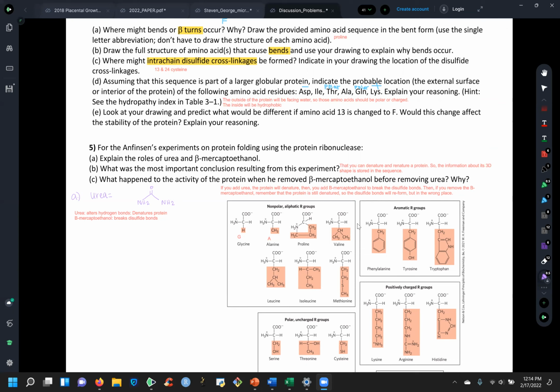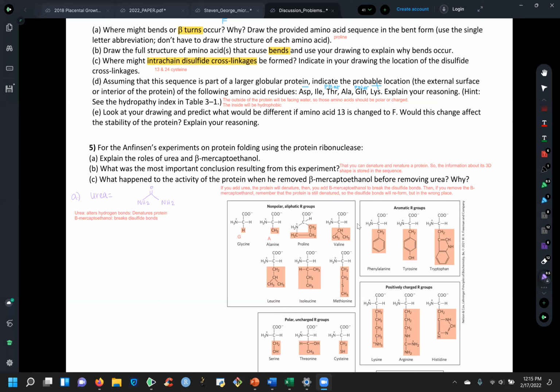And this blew away the science community because they were just like, oh my gosh, you add urea, it unfolds your protein, you remove the urea, and all of a sudden your protein is back in its perfect three-dimensional shape. That's phenomenal. So this told the science community that it is the sequence. The sequence of amino acids determines and holds all of the knowledge that you need to be able to make that perfect three-dimensional structure.